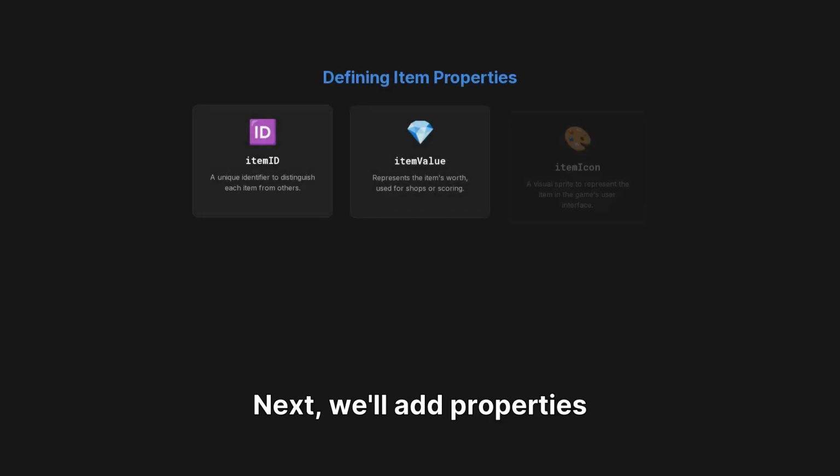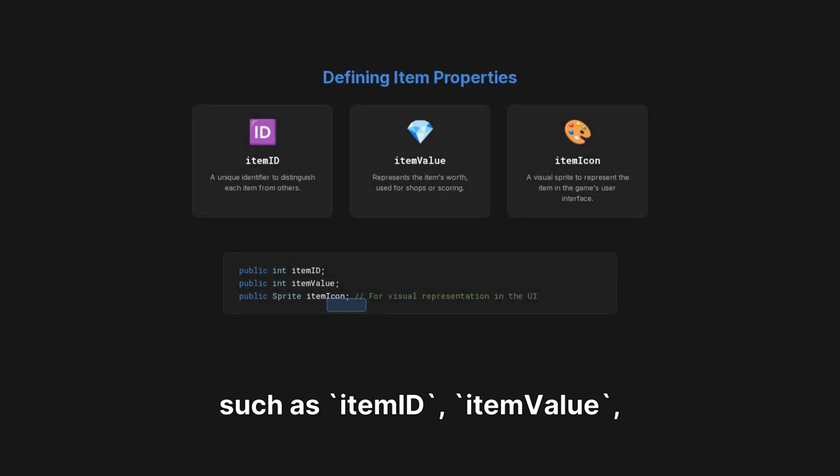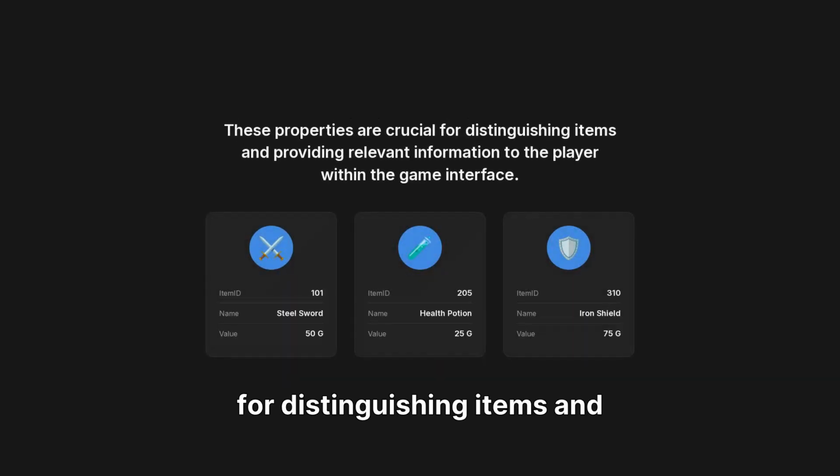Next, we'll add properties such as item ID, item value, and item icon. The item icon will be a sprite for visual representation in the UI. These properties are crucial for distinguishing items and providing relevant information to the player within the game interface.